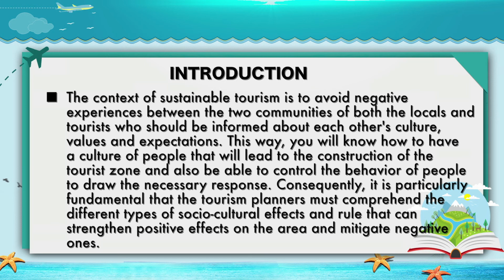Consequently, it is particularly fundamental that the tourism planners must comprehend the different types of socio-cultural effects and rules that can strengthen positive effects on the area and mitigate negative ones. It is dangerous to overgeneralize because each area is unique either socially or culturally, and developers must be aware of possible impacts of various types of tourism on a particular area and local communities.